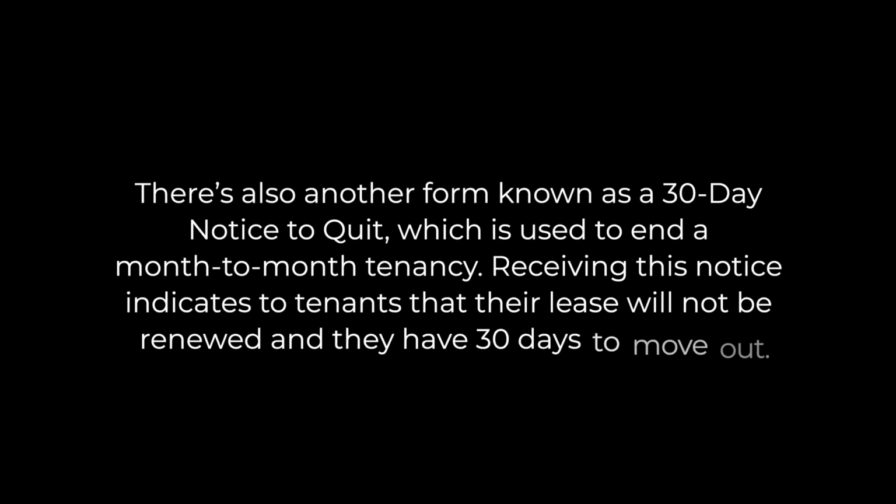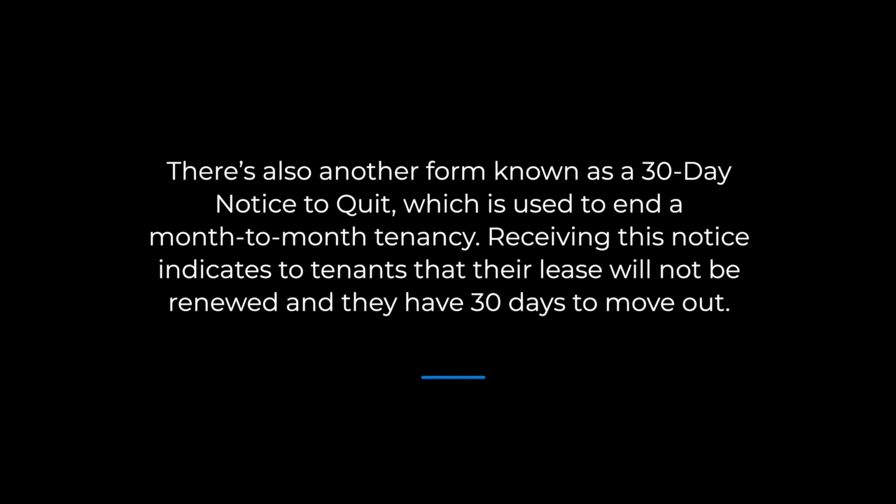State law is less strict with breaches of a lease agreement that aren't related to the payment of rent. These require a form called a 10-day notice to quit for non-compliance. Upon receiving this notice, the tenant must either fix the problem identified in the notice or face eviction. An example of a fixable breach is housing an unauthorized pet. There's also another form known as a 30-day notice to quit, which is used to end a month-to-month tenancy. Receiving this notice indicates to tenants that their lease will not be renewed and they have 30 days to move out.